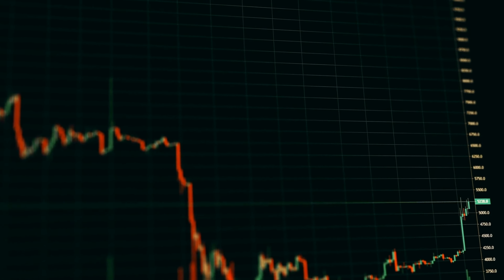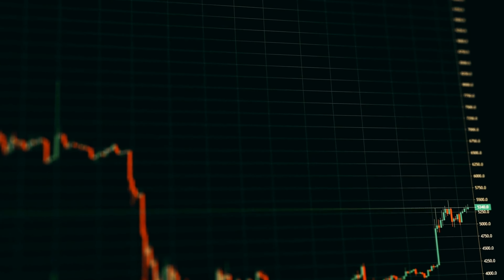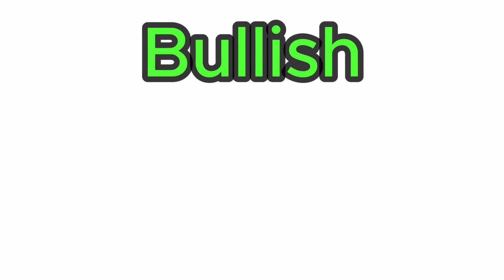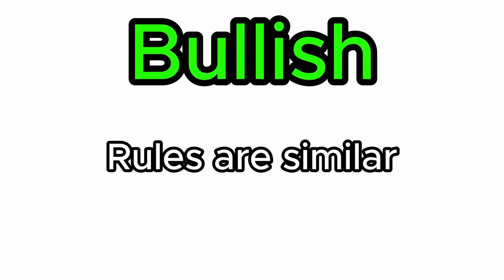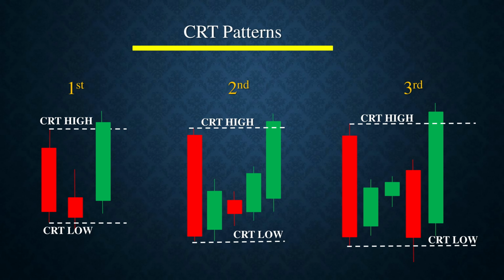And if this condition does not happen, trading based on CRT is so risky. Also, this was the bearish version. For the bullish version, the rules are completely similar but reversed. Moreover, let me show you some popular CRT patterns.